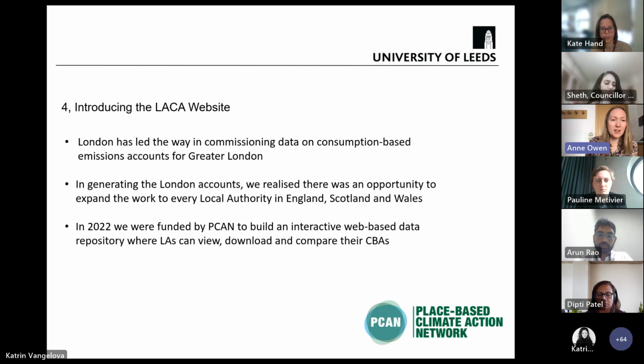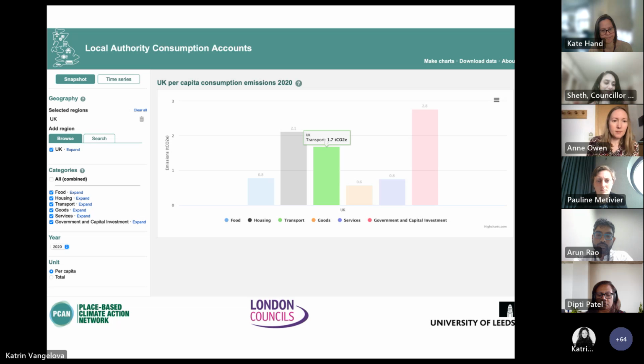And in 2020, I got additional funding from PCAN to produce this website where I can disseminate this data. And the hope is that local authorities can view this, compare themselves with other local authorities, and download the data, all for free. Next slide, please. So this is what the website looks like. There are several things that you can do with this.